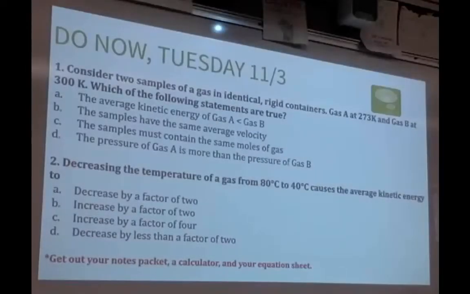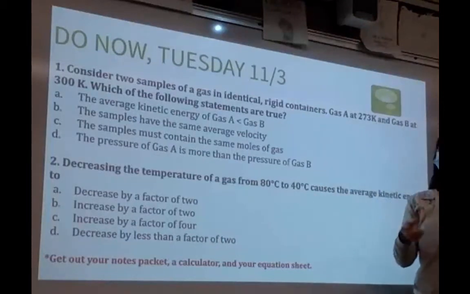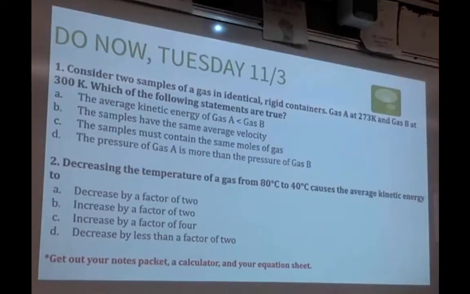So if we look at the do now, these are two multiple choice questions. Number one, consider two samples of gas in identical rigid containers. A rigid container is just something like a glass or a metal container, it cannot expand or contract. Gas A is at 273 Kelvin. Gas B is at 300 Kelvin. Which of the following statements are true?